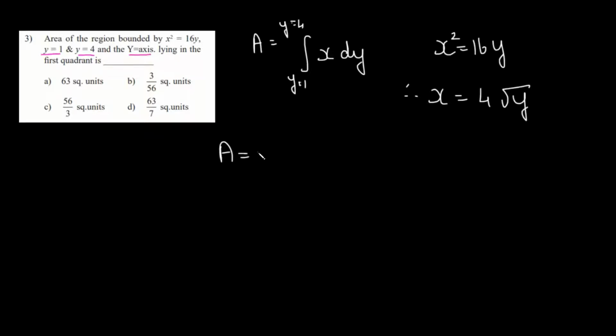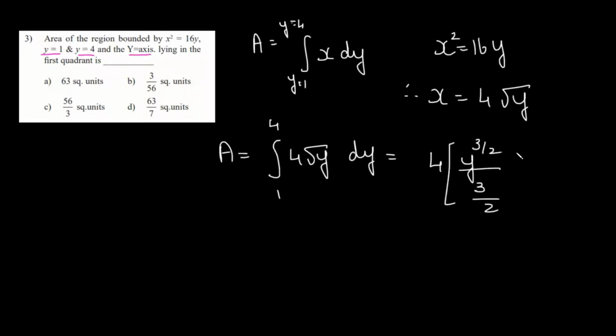Okay, so we get A is equal to integral 1 to 4 x dy, which becomes 4 root y dy. Upon solving, it is going to give us 4 into y raised to 3 by 2, like the previous sum, upon 3 by 2 between the limits 1 to 4. Again we bring that 3 by 2 in the numerator, so it becomes 8 upon 3. See, 2 gets multiplied by 4, so 4 into 2 upon 3.